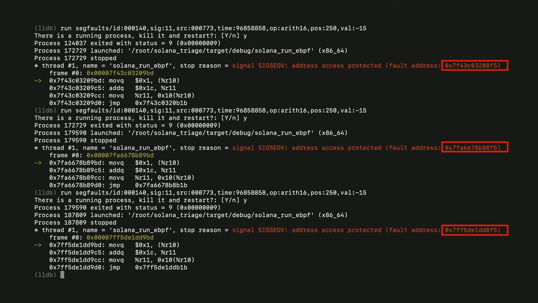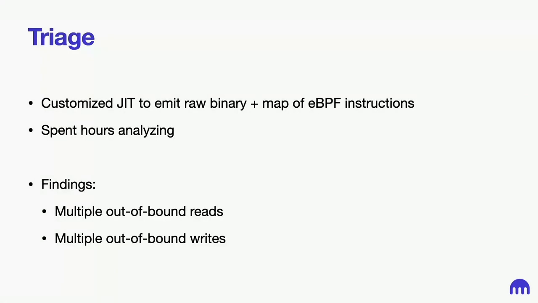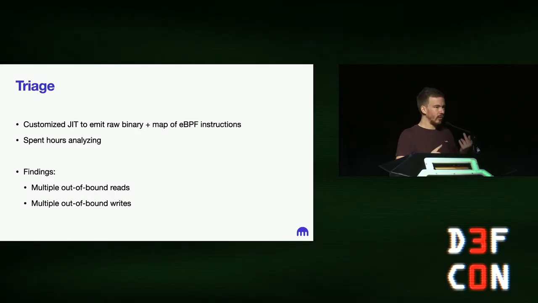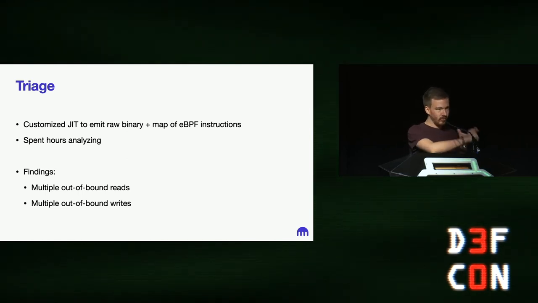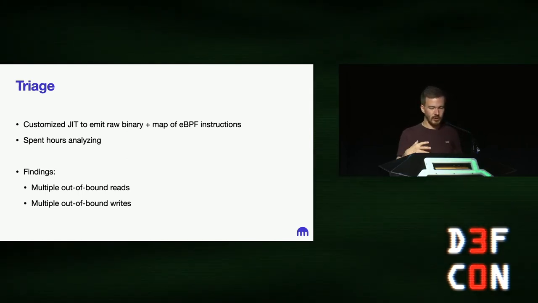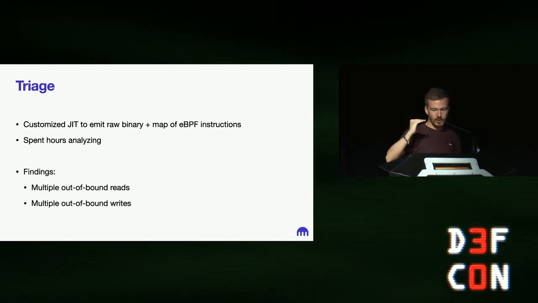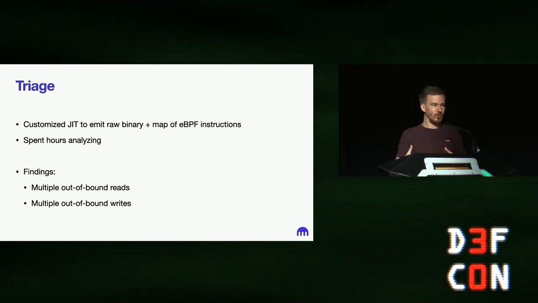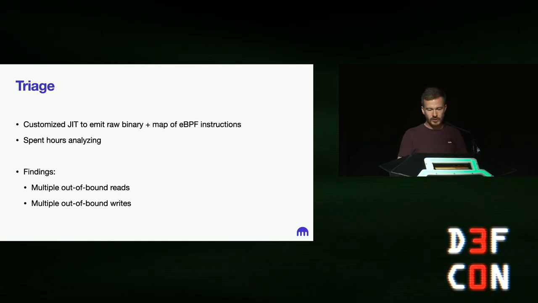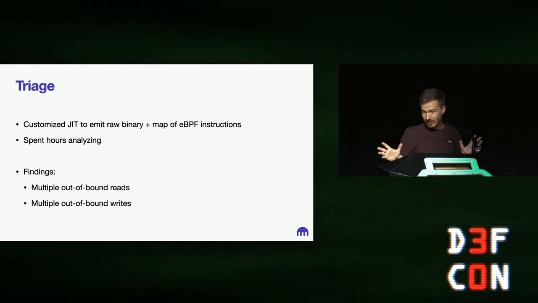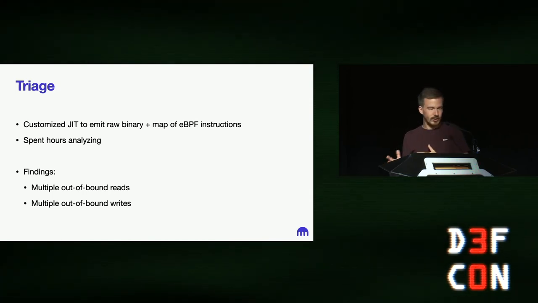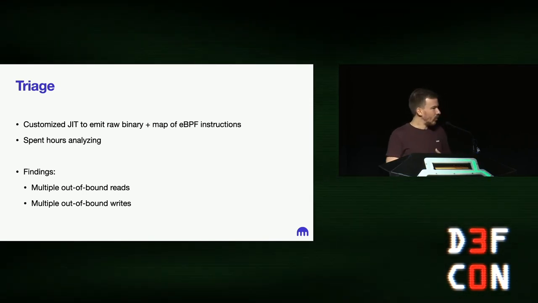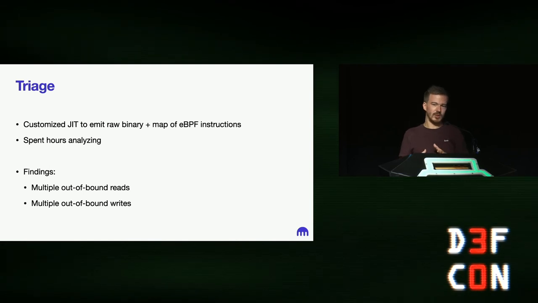And so in the end, we still wanted to know what's going on, and we started to customize the just-in-time compiler to, on one hand, give us the raw x86 binary, and then give us a map of the eBPF instructions that caused it. We automatically annotated the eBPF instructions in Ghidra to be able to see what may have caused this, spent hours and hours analyzing it, and found multiple out-of-bound reads and out-of-bound writes and so on. Again, we didn't care too much about exploitability. We just cared that they are there.